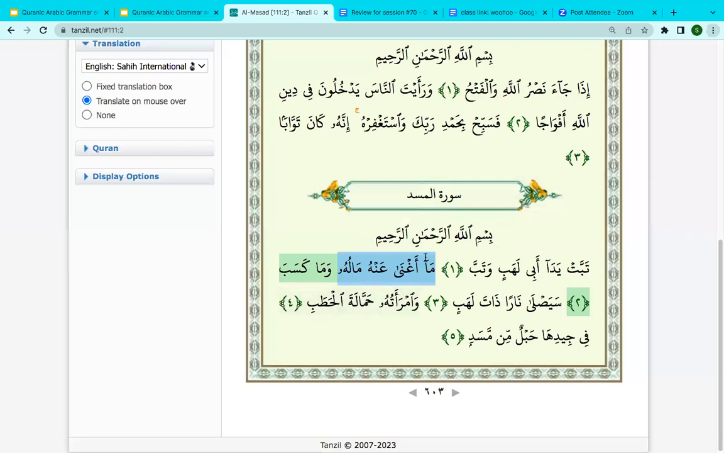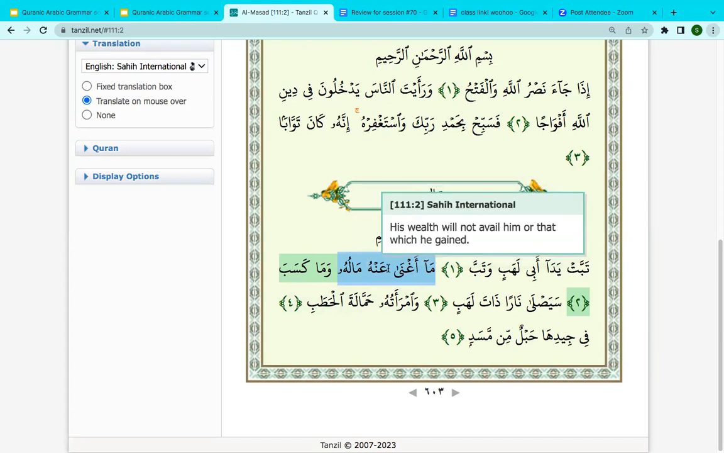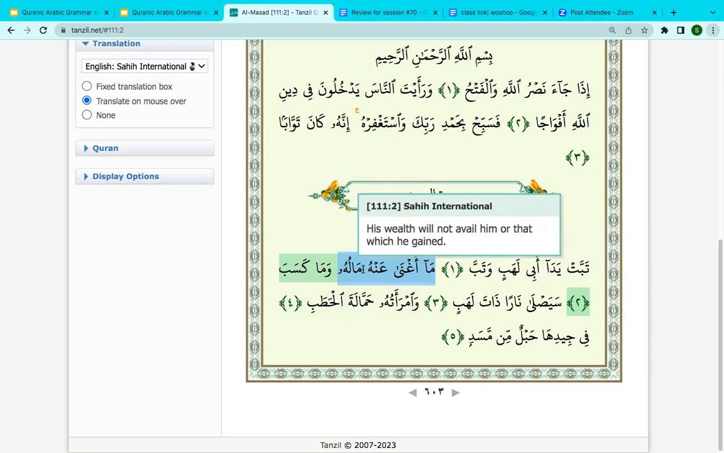You see this verse here. Aghna is here, and that's a fail, and you have correctly identified it as a fail. Anhu is jar wal majroor, and we will deal with it later. Most probably, you will call it mutalliq bil fail for now.